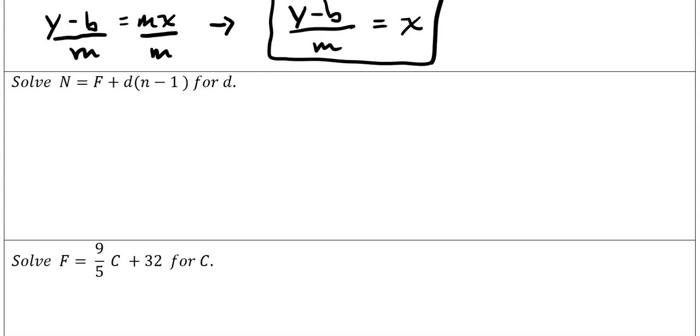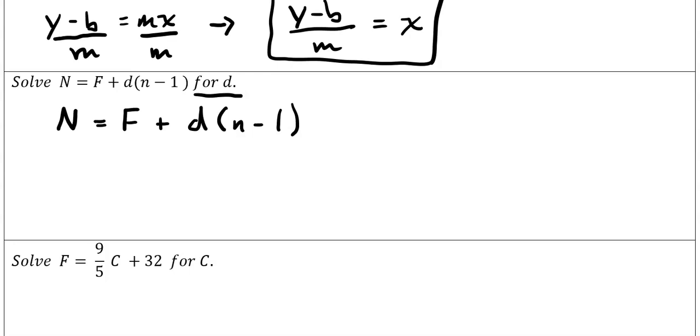Okay. Here we have something that's a little tricky. The first step should be fairly easy for you guys. Actually, not necessarily. You might be tempted to distribute this D. However, in this example, we are solving for D.